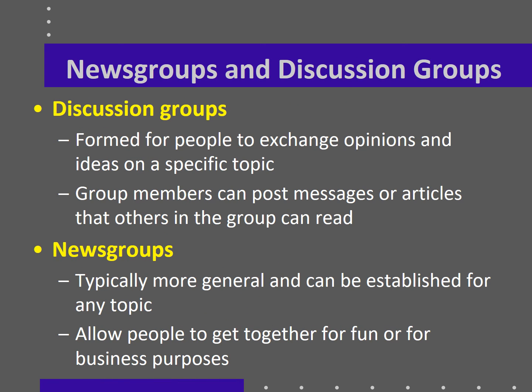Now let's see what news groups and discussion groups are. Discussion groups are usually formed for people to exchange opinions and ideas on specific topics. In a discussion group, the members can post messages or articles that others in the group can also read. The message or article can be regarding any topic which the group is interested in and wants to discuss. Then we have news groups, which are usually more general and can be established for any topic. They allow people to get together for fun or for business purposes.